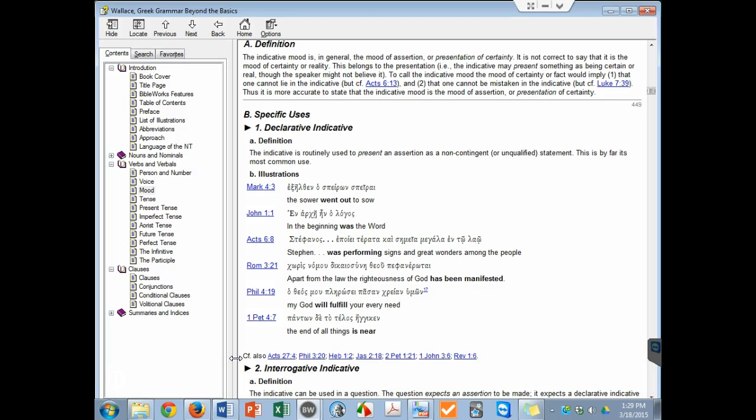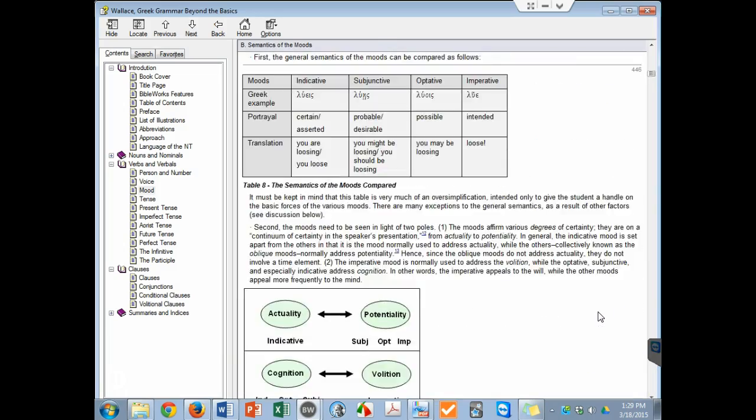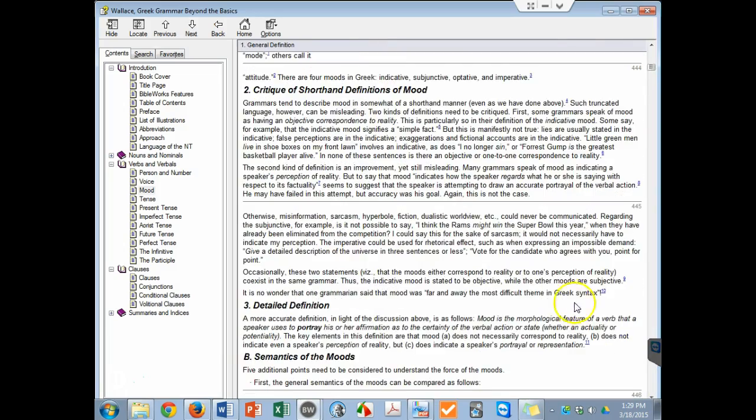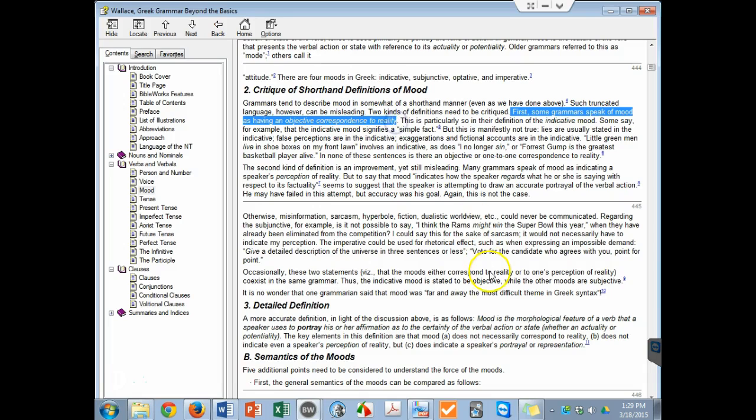So we'll just walk through here and see if that makes sense. I do want to look at what he says about a critique of shorthand definitions of mood. So on page 444, he notes in the first section, some grammars speak of mood as having an objective correspondence to reality. So they call the indicative mood the mood of simple fact. And then he critiques that.